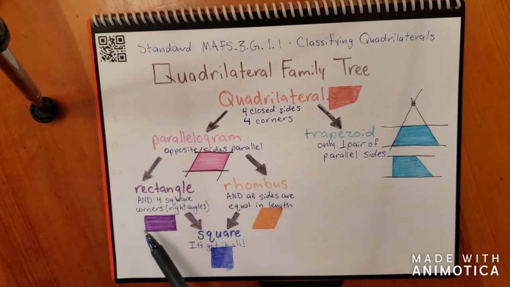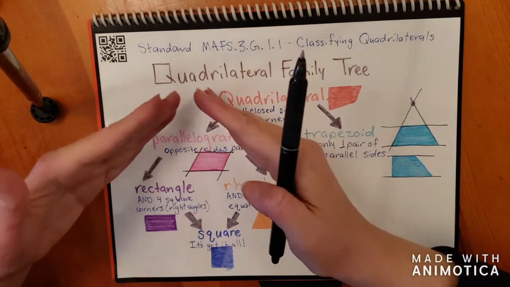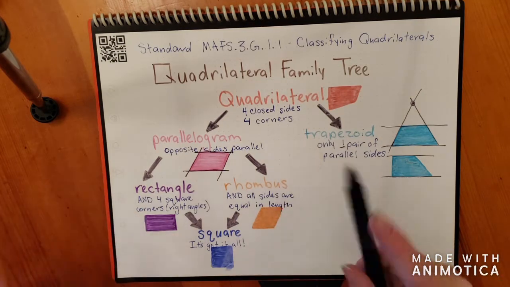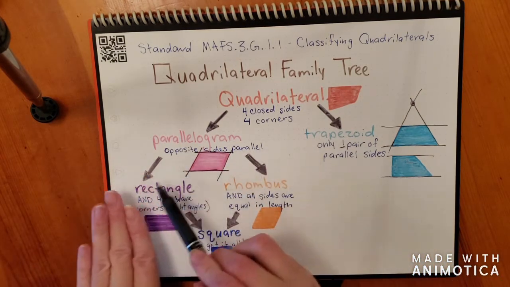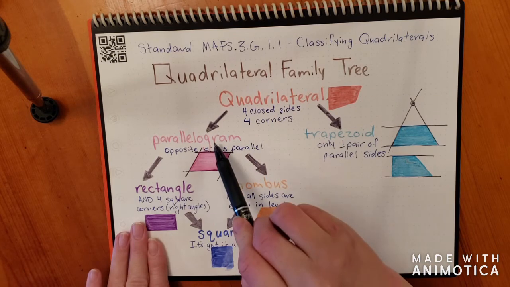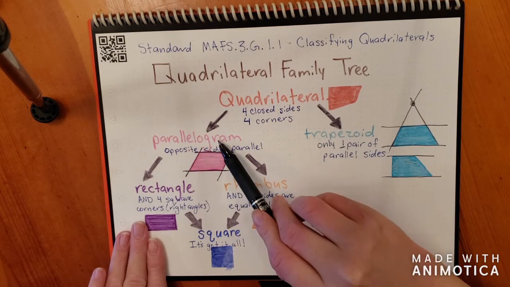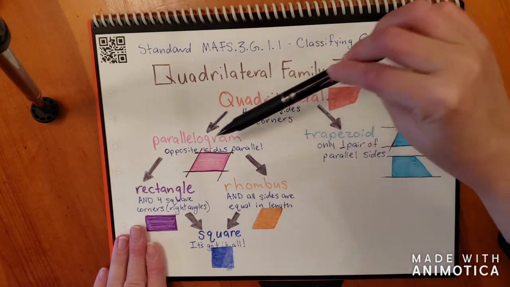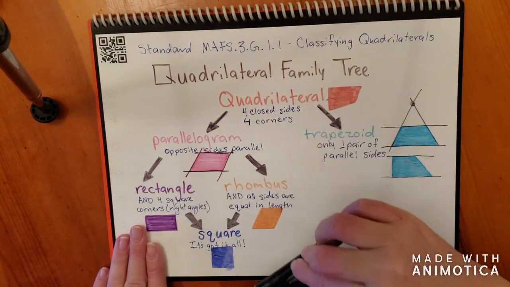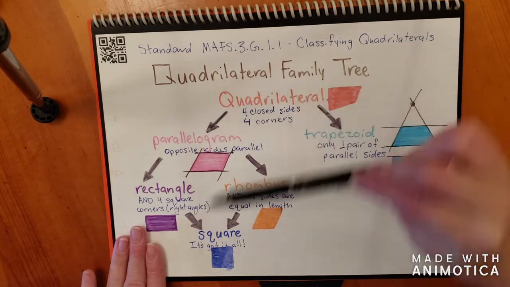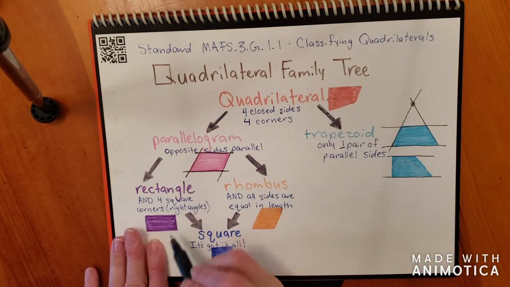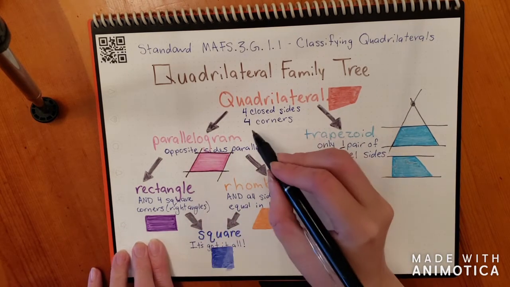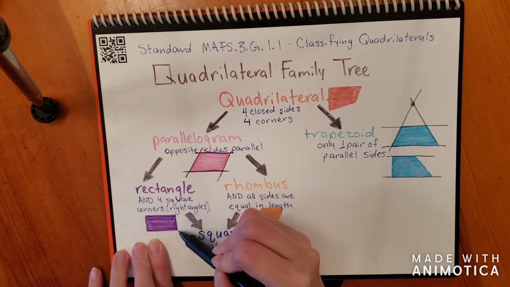Now, for a parallelogram, there's different ways. See how the family tree goes out and then it comes back in, okay? It can go to a rectangle. A rectangle is a special type of parallelogram. A parallelogram is a special type of quadrilateral. So if it goes in this family, it has to have everything that comes before it. So a rectangle has 4 closed sides. That means they all connect. Check. It has 4 corners. 1, 2, 3, 4. Check.